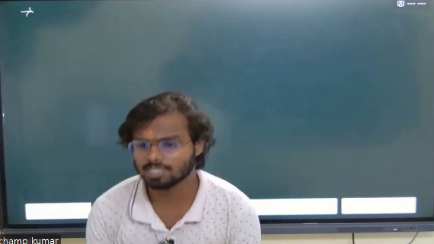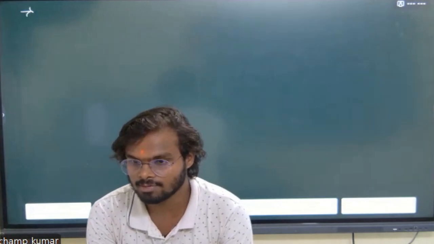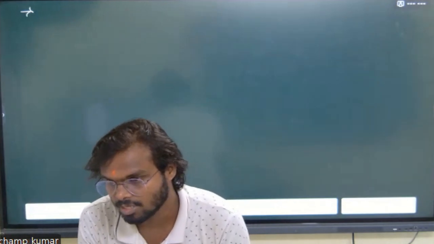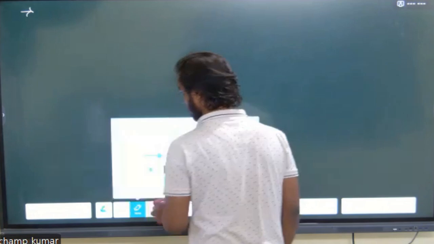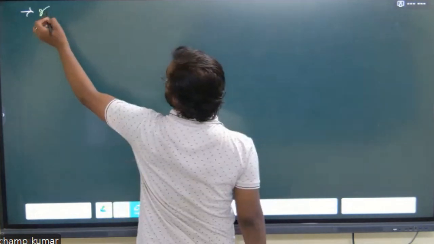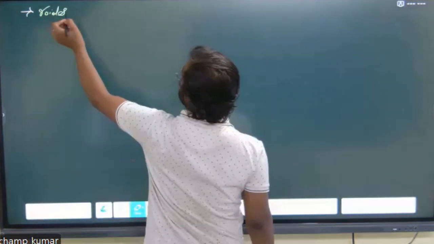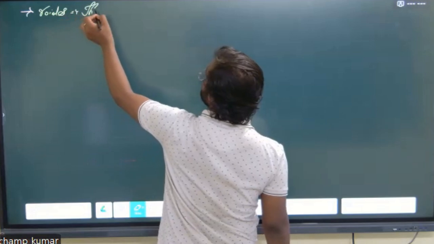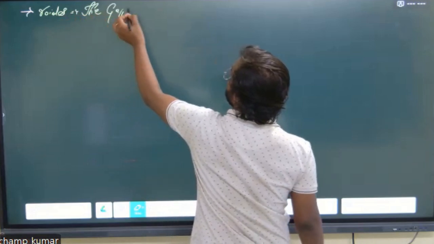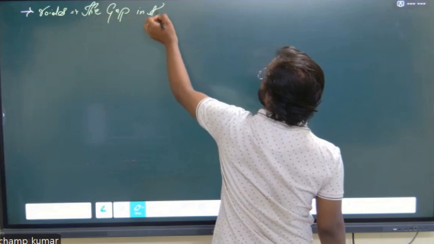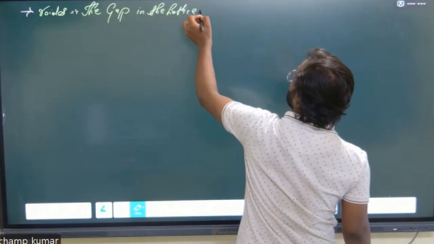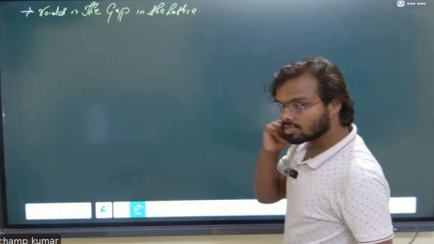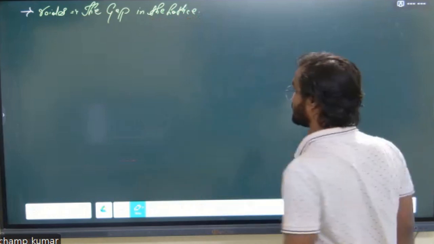There will be some free space left. We cannot cover all the gaps, so there will be some free space, and that is called voids. The voids are nothing but free space. Okay, our next topic is voids. Voids are the free space or the gaps in the lattice, between the atoms.